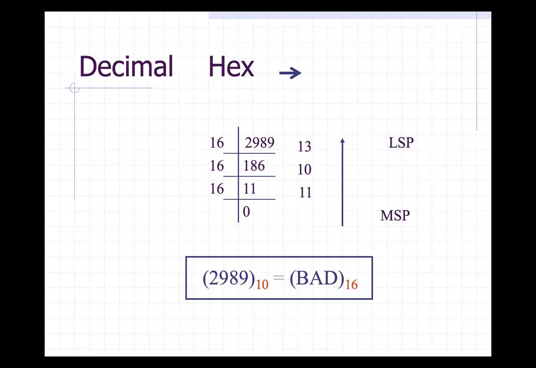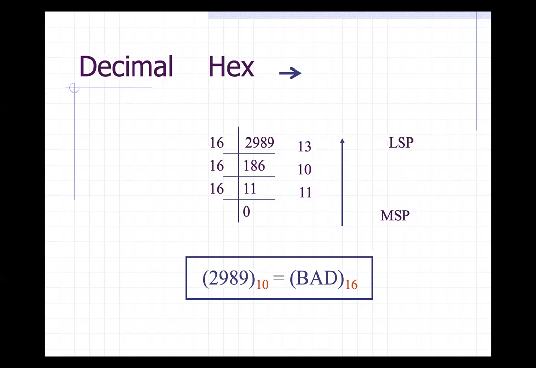So, first point noted: decimal to any conversion, decimal to binary, decimal to octal or decimal to hexadecimal, all follow the same rules. Just divide by the base you are converting to. If you convert to binary, divide by 2. If you convert to octal, divide by 8. And if you convert to hexadecimal, divide by 16.